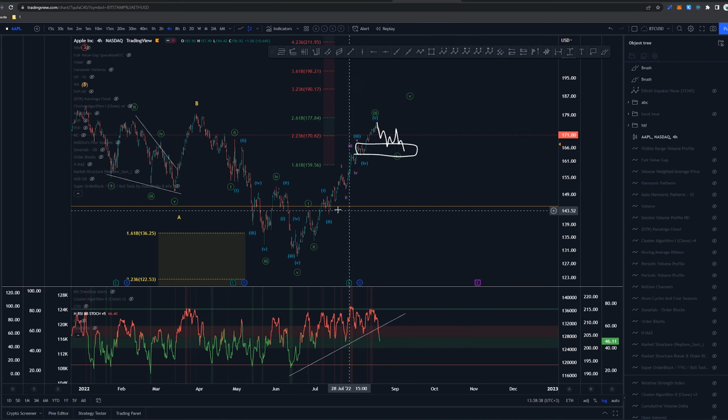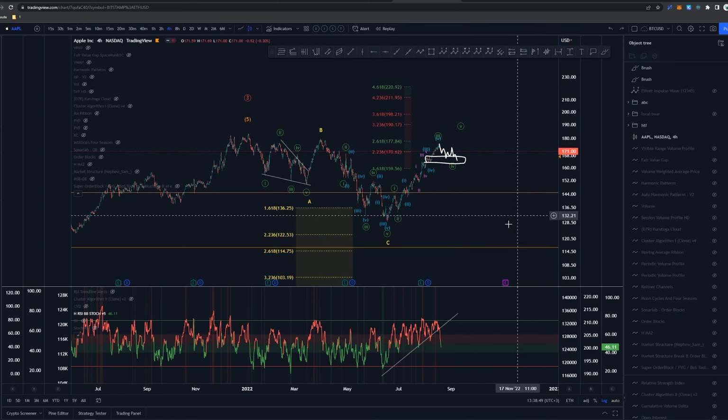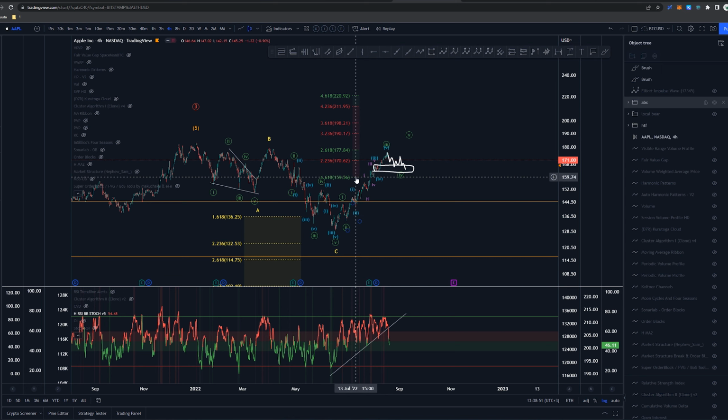Again, why I'm not thinking this is a C wave here or ABC is just because of the extension here for that third wave. We are right around the 2.618 extension of this first leg here, so it makes more sense to me that okay, this is definitely a wave 3.